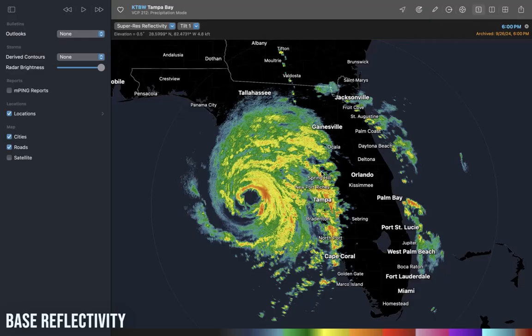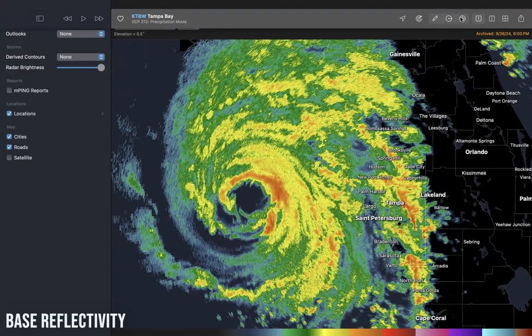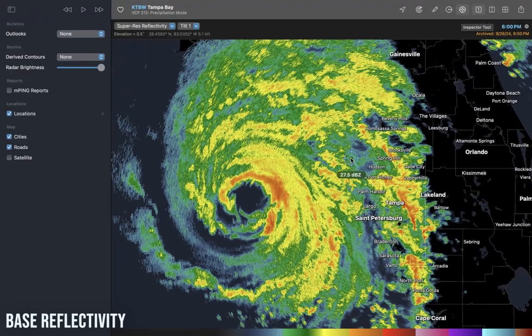As you see on the screen, we have the hurricane here a few hours before it made landfall. This is around 6 p.m., looking at the Tampa radar. You can clearly see the eye and the rain bands around the storm here. If we look closely, I'm going to use the inspector tool so we can see the dBZ values around the eye wall.